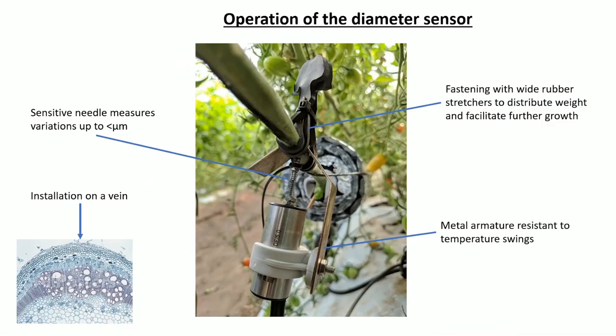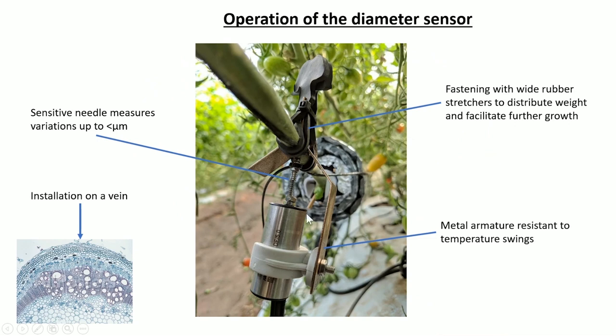This is a diameter sensor. It's actually an LVDT sensor, to be exact, if you're interested in that. It measures linear displacement on the stem or on other things. So this is just put around the stem, and then with elastics, white rubber stretches, we fasten it. And then this needle is pushed against it.